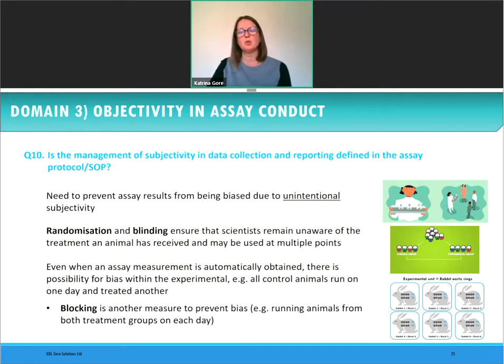Randomization and blinding ensure that you remain unaware of the treatment an animal has received, and you may need to use these two techniques at multiple points through your study. But even when you have an assay measurement that's automatically obtained, there is still possibility for bias within your experiment. For example, if you ran all your control animals on one day and all your treated on another, there's potential for day-to-day changes coming in as a bias. Blocking is a very important statistical concept that is another measure that helps prevent bias.